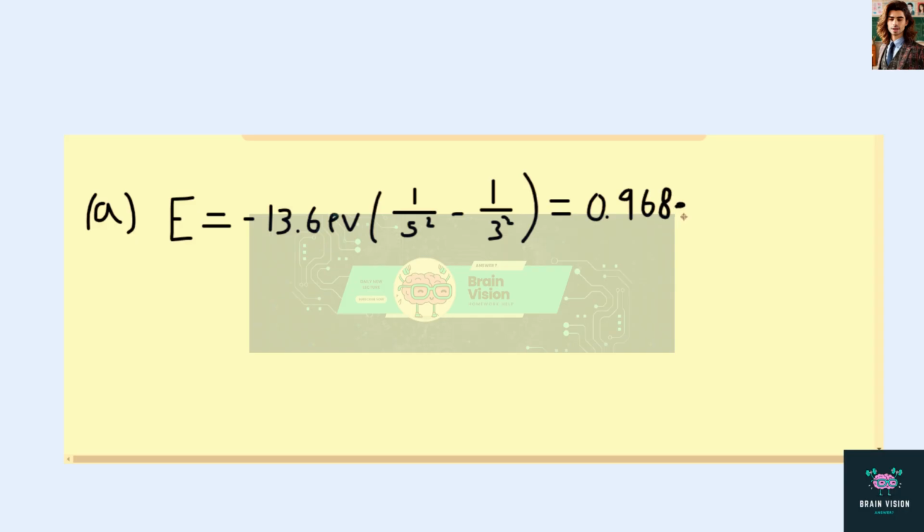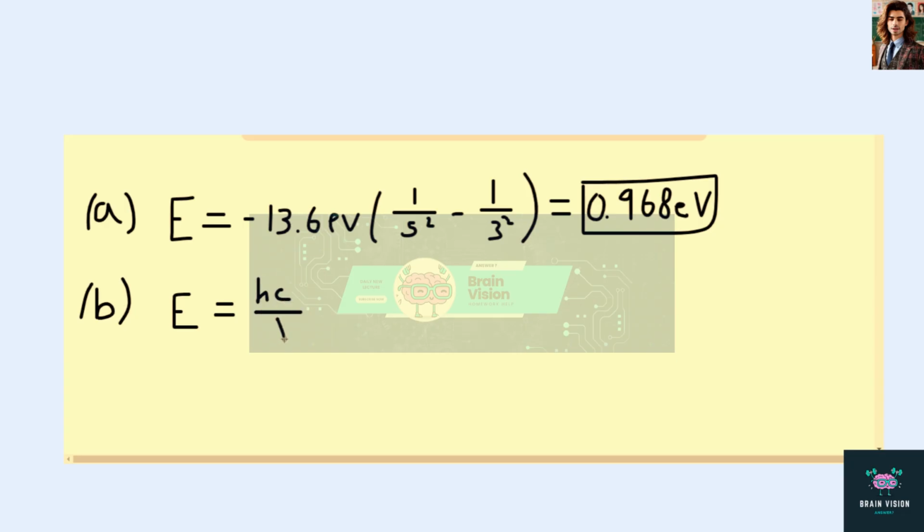For part B, it wants us to use this information to calculate the wavelength. To calculate the wavelength, we use the fact that energy is related to wavelength through the equation E equals Planck's constant h times the speed of light c divided by lambda, the wavelength. We can rearrange this equation to solve for lambda: lambda is equal to h times c over the energy.